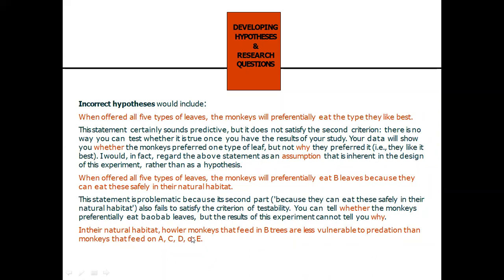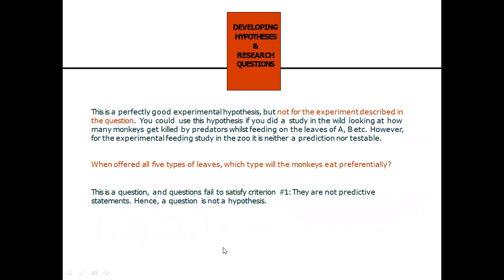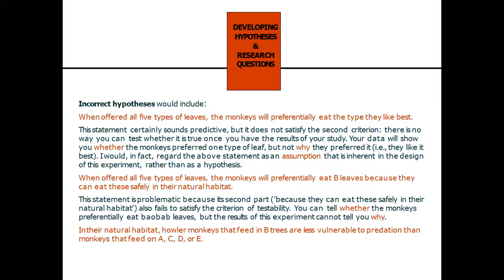In their natural habitat, all monkeys that feed on B leaves are less vulnerable to predation than monkeys that feed on A, C, D, or E. This is a good example of an experimental hypothesis, but not for the experiment described in the question. क्यों? क्योंकि हमने यहाँ पे एक particular term mention किया, क्या? This one. Can anybody tell me why? Although this is a good example of experimental hypothesis, still, with respect to the given question, I cannot say that this is a valid example.